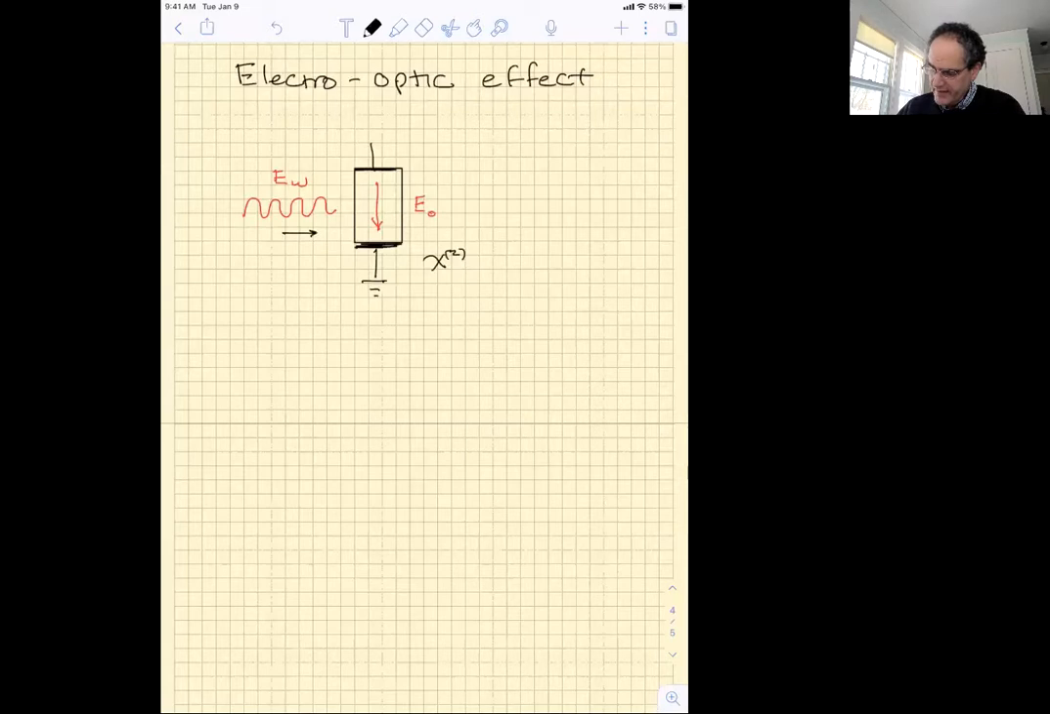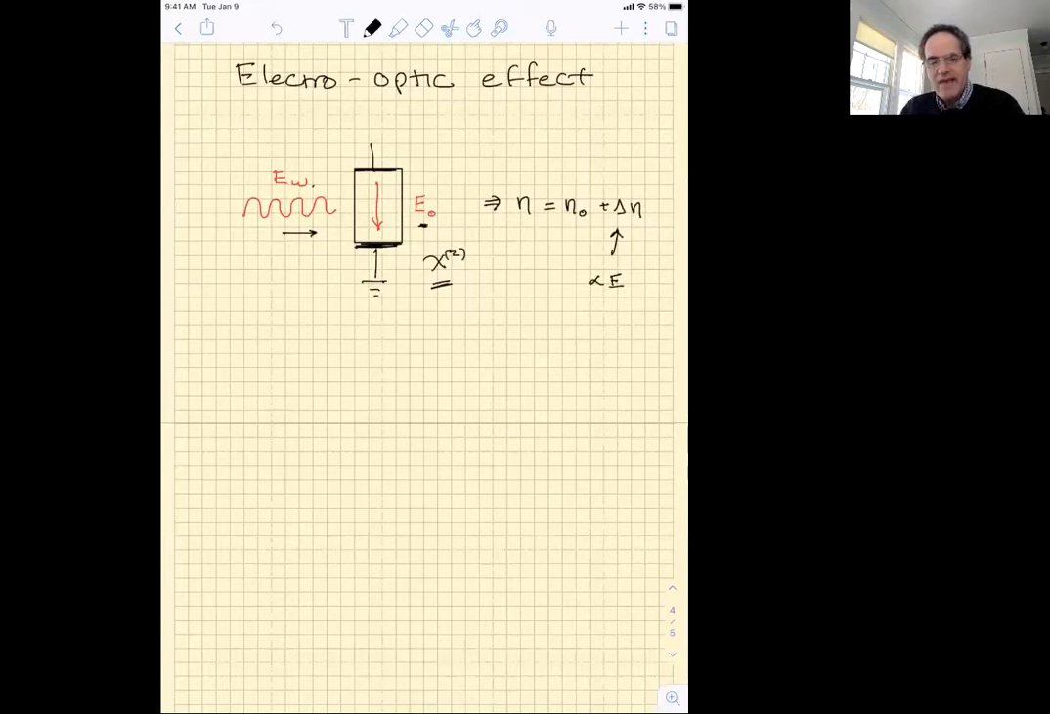We have an incident electromagnetic wave, E of omega, and then we have a static electric field at frequency 0. And then these are going to be mixed together in the crystal that has a non-zero chi2. The result is that it's as if the index of refraction of the crystal had its original value plus a small term that's proportional to the electric field.